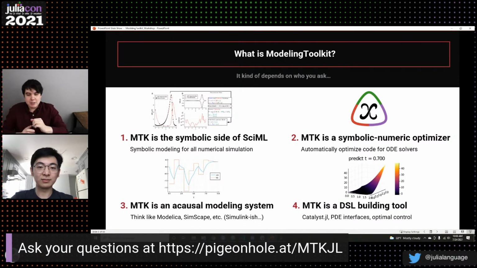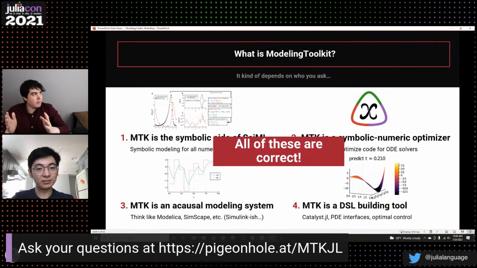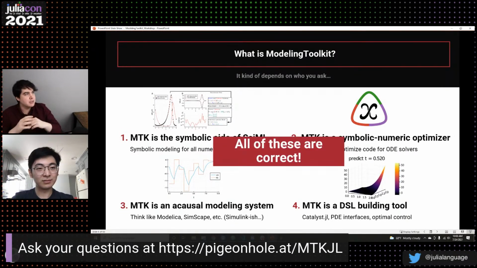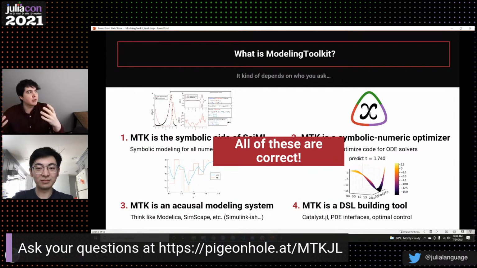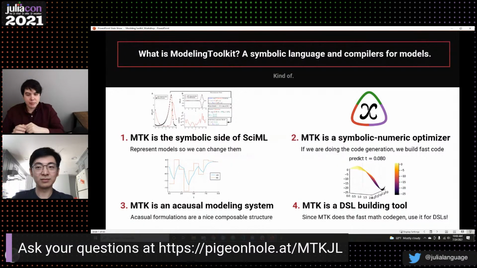And so what is Modeling Toolkit? Which of these is it really? All of them are correct, right? In some sense, it is all of these at the same time, which might sound at first like some weird, crazy thing. But once you see how Modeling Toolkit works, you'll see that it actually all flows nicely together. All of these are actually the same exact problem, right?